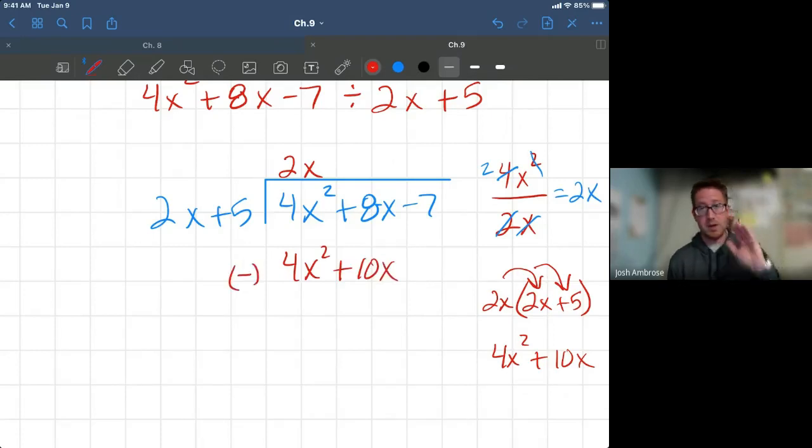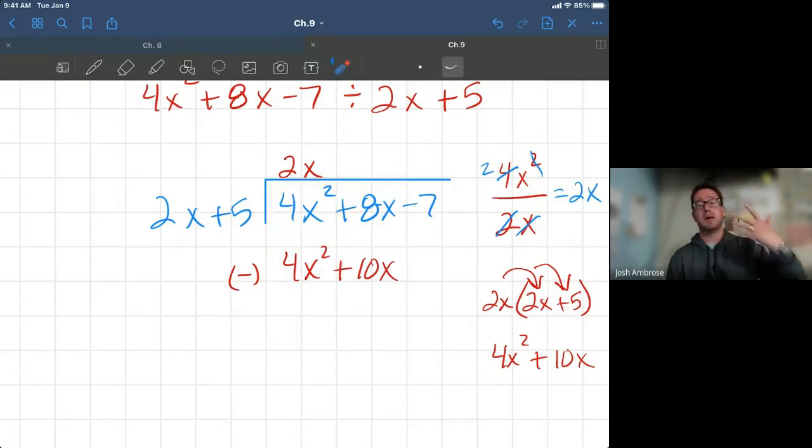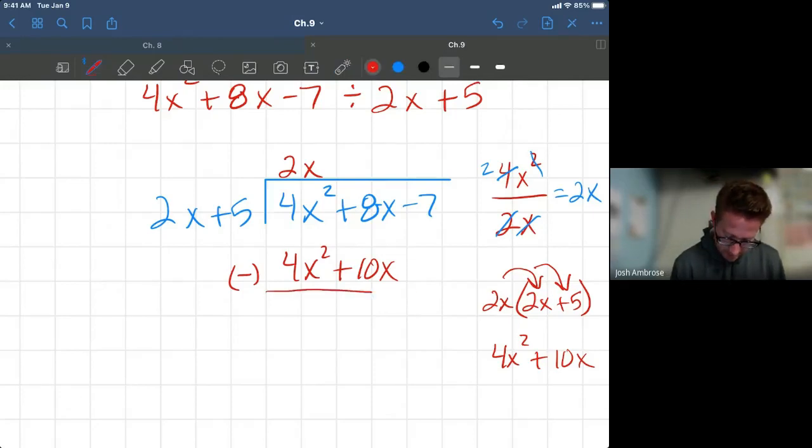Take a little pause, all right? Hit the pause button. Check that we're doing it correctly. Both of these first terms are identical. They are the same. I'm doing it correctly. I can proceed. All right.